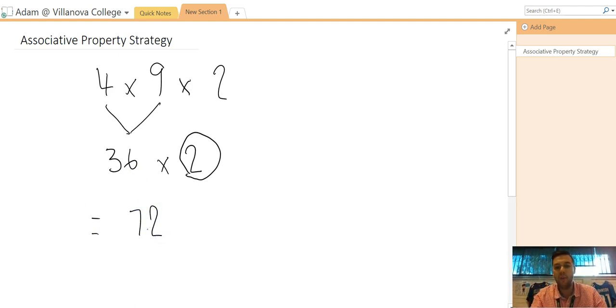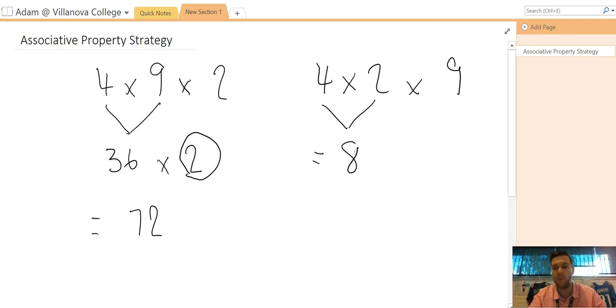Okay, now if we rearrange this and we use this associative property strategy, if we do it this way, 4 times 2, we know 4 times 2 equals 8. Now that number is less than 12, and as I mentioned, we should know our 12 times tables. So now if you did 8 times 9, it's a lot simpler to do than 36 times, say, 2. So our answer, once again, would be 72.